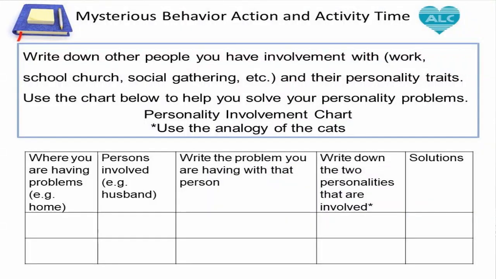As you can see, there are going to be 5 columns in this chart. The first column says, where are you having this problem? You can say at home, but we're going to say, as an example, it's at work. Who is involved? The person involved. It's a co-worker. So write the problem you are having with that person. That's number 3. And you said her friendliness involves talking and giving out too much information about herself and others. She doesn't work well with others, and she does not do her work in a timely manner.